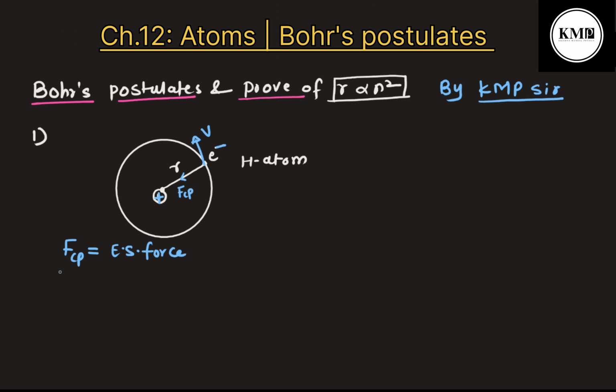So as per the centripetal force, the formula is mv square by r is equal to the electrostatic force of attraction, which is k q1 q2 by r square. Here e is the charge of the nucleus and e is the charge of the electron, so k e square by r square. This is Bohr's first postulate.